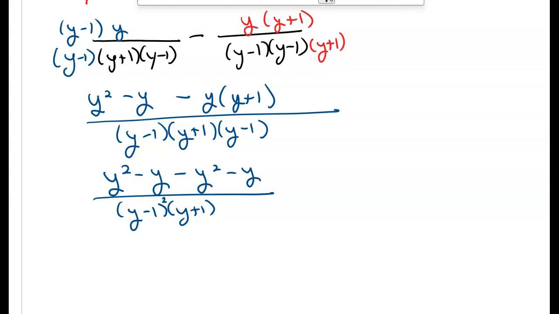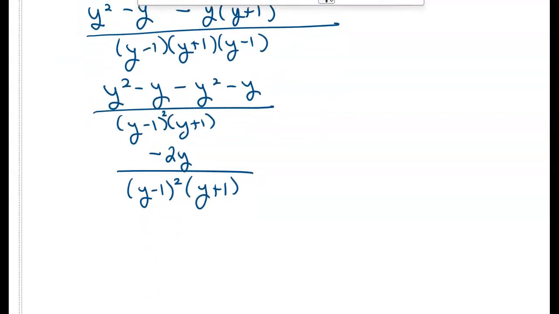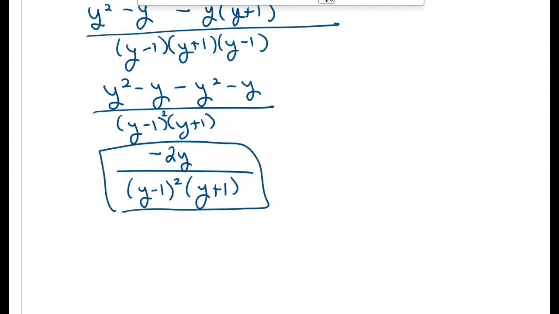It's just using exponents. All right, combine like terms. What do we have left? Negative 2y. So we got negative 2y over the quantity y minus 1 squared times the quantity y plus 1. Now, this would be in simplest factored form.